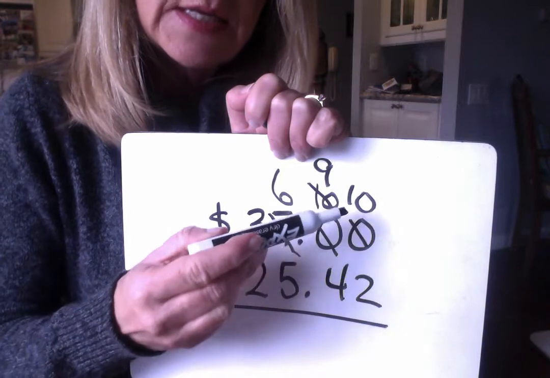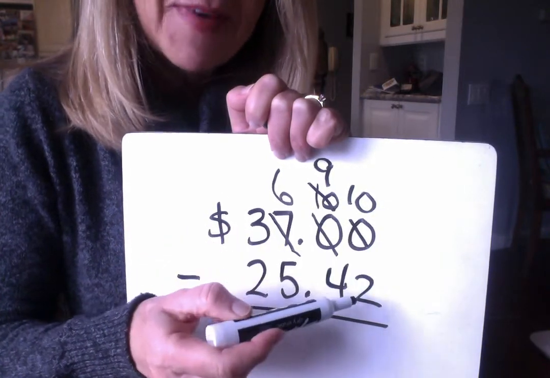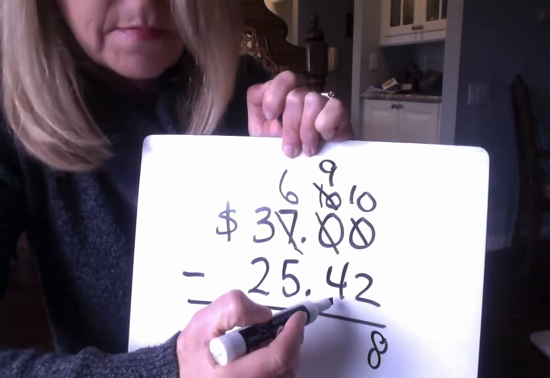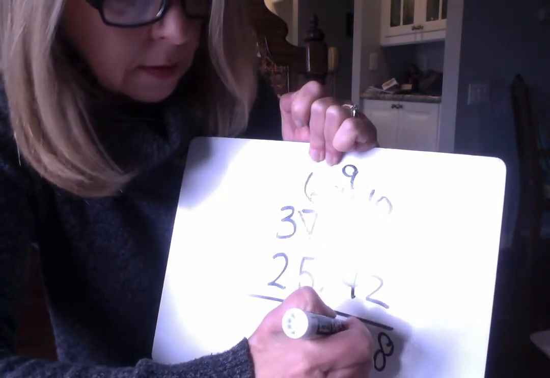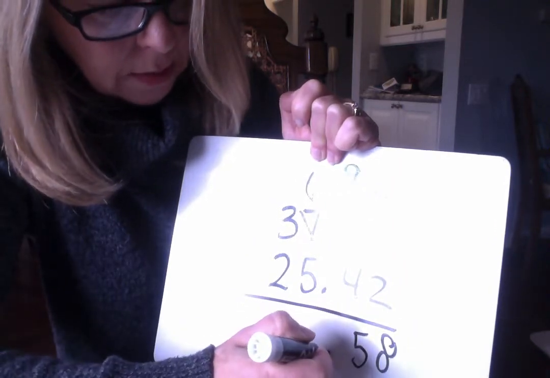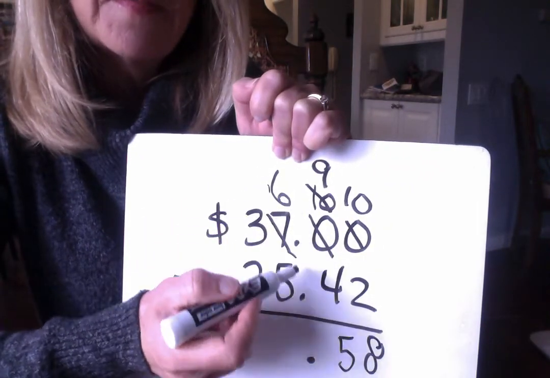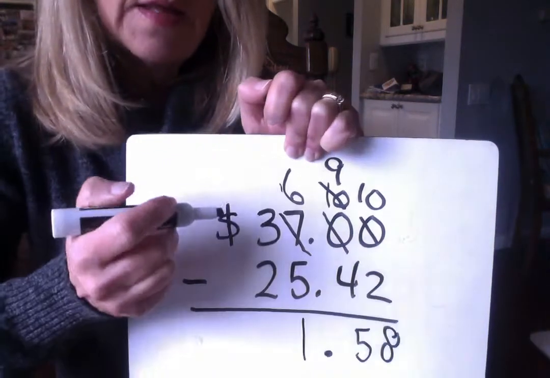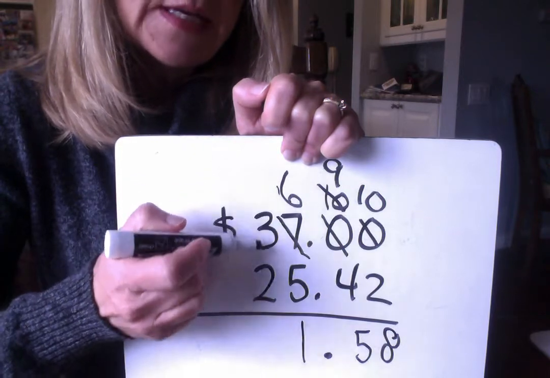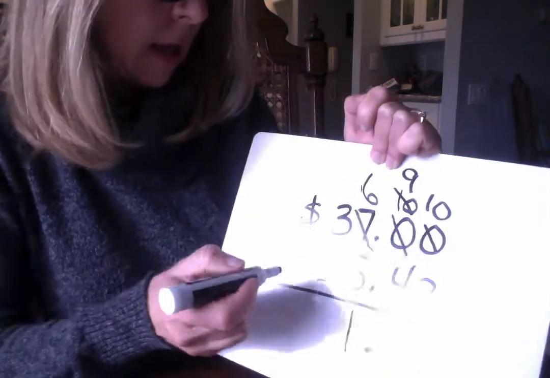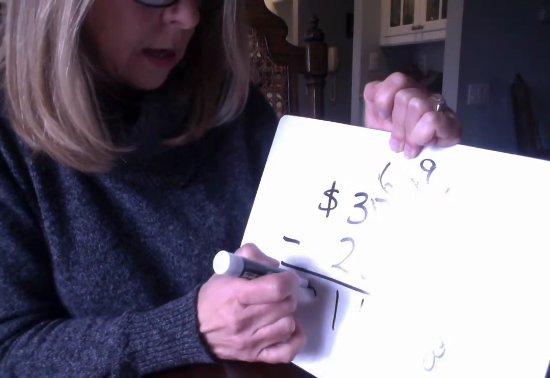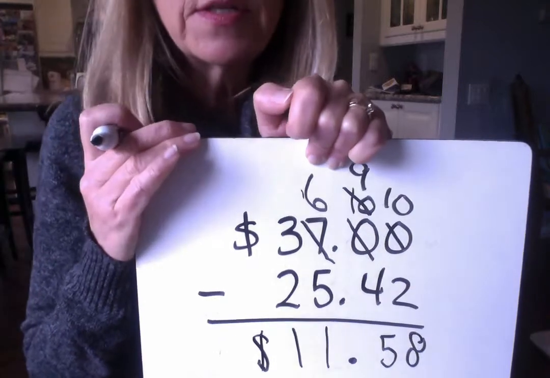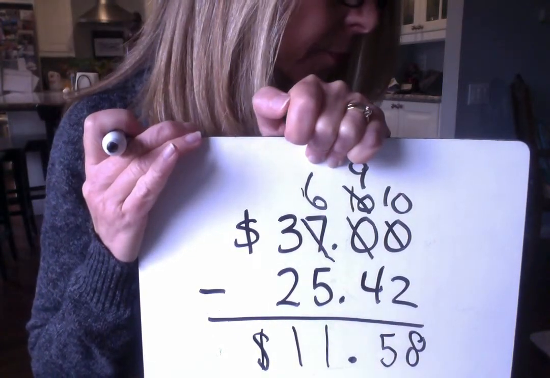All right, so let's subtract. 10 pennies minus 2 pennies, 8 pennies. 9 dimes minus 4 dimes, 5 dimes, my decimal point. Now I have 6 $1 bills minus 5 $1 bills. That would leave me with 1 $1 bill. Now I have 3. I started with 3 $10 bills, and I'm taking 2 away, and that gives me 1. And don't forget your dollar sign to show that it's money. All right, so $11.58 is your answer for that one.